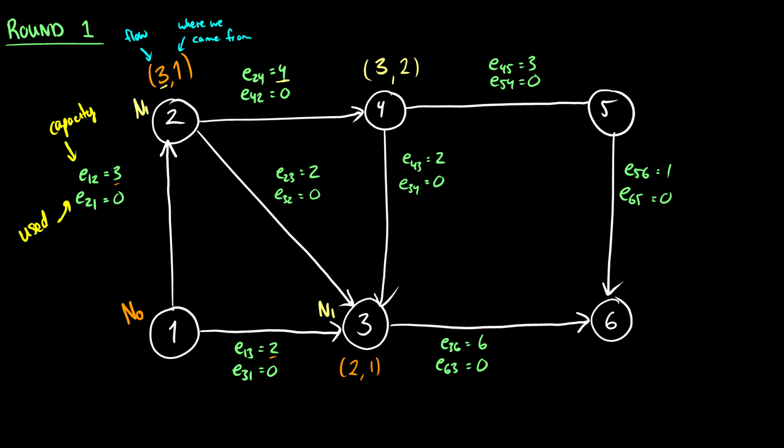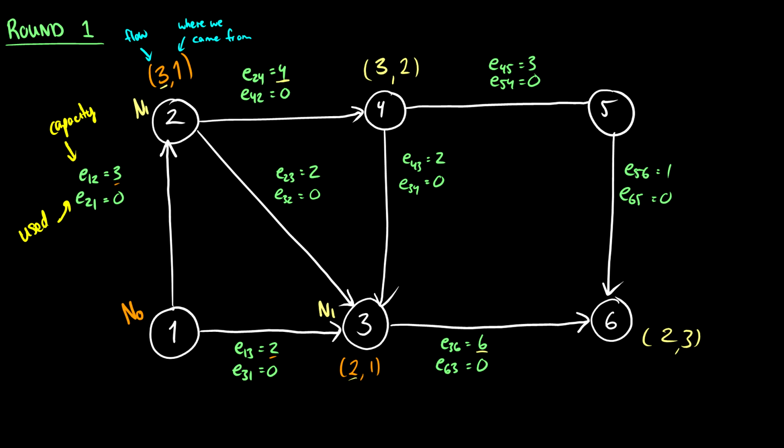So now we've done 2, let's move on to 3. So where can 3 go that nowhere else has been? Well, it can get to 6. It can get to our sink node. So it comes from 3, and how much can we get out of it? Well, we can get up to 6, but we only have 2, so we can get 2. Okay. So it is done when the sink node is labeled.